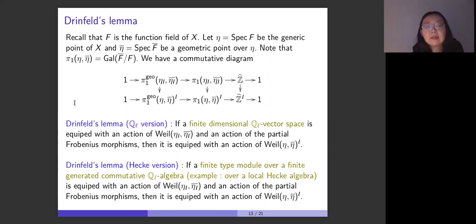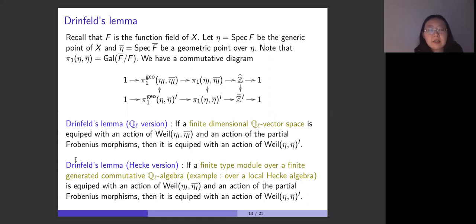Drinfeld's lemma says, in the original form, that for a finite dimensional QL vector space, if it is equipped with an action of V group of eta I, where V group is the Weil group, corresponding to the Galois group pi 1, and an action of partial Frobenius morphism, then it is equipped with an action of I copy of the V group of eta. So V group of eta is a V group in pi 1 of eta.